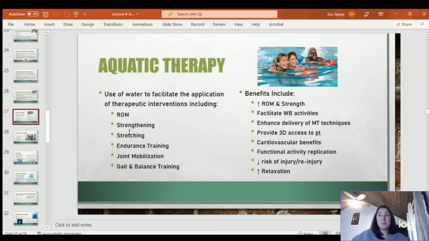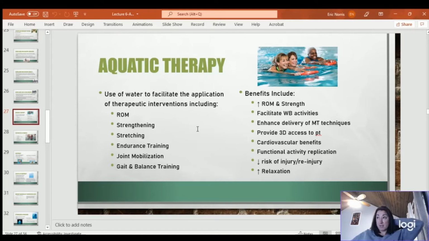Aquatic therapy uses water to facilitate therapeutic interventions. Some of those you can use in the water are range of motion, strengthening, stretching, endurance training, joint mobilization, gait and balance training. All of those can be done in the water and be just as effective as on land.